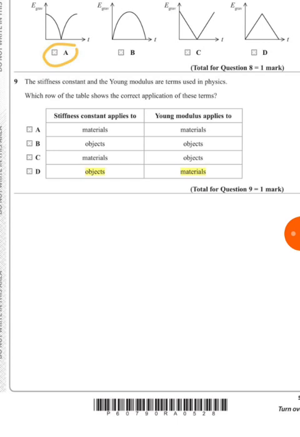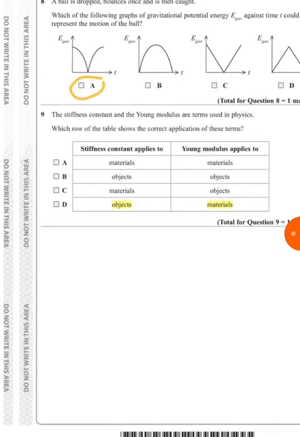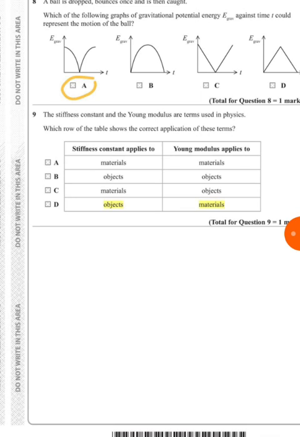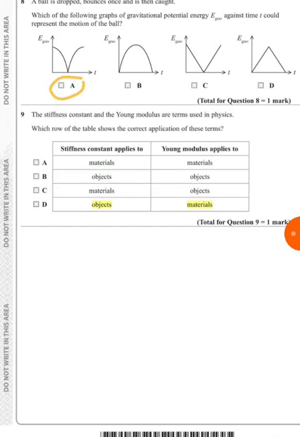So bounces means it reaches the ground, so it becomes stationary for a small period of time, and then it's caught again. So the answer is A, because someone is dropping it, therefore gravitational field strength affects the ball. Once it reaches the ground, it's zero, it's stationary. Then there's no gravitational field acting on it, therefore it's zero, it comes to rest, and then again it's caught.